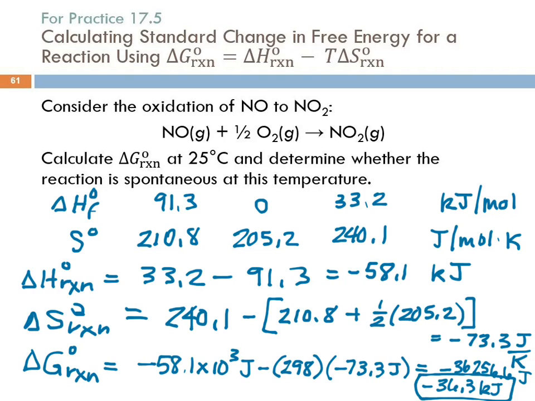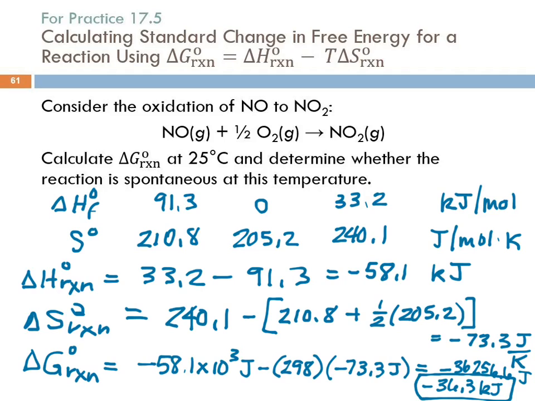Is it spontaneous? Yes. See, yeah, there almost needs to be the pause there where you're like, things going down the hill, right? To get it straight. And that's perfectly fine. I have to think about it myself. So this is spontaneous at this temperature.